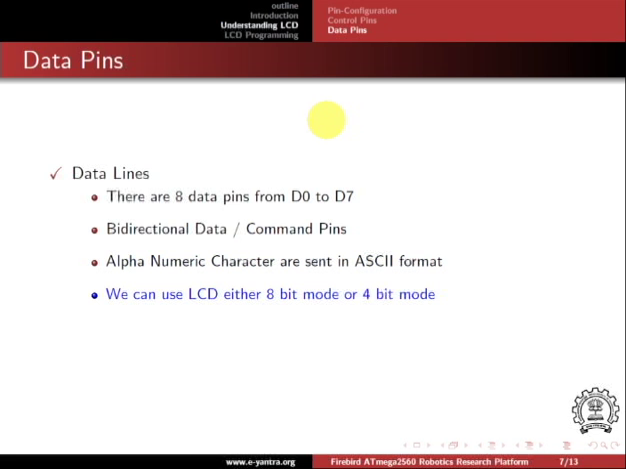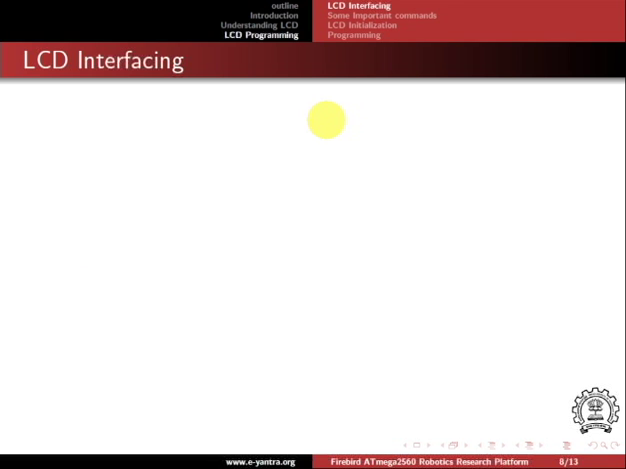So we can interface the LCD in either 8-bit mode or 4-bit mode. In 8-bit mode, all 8 data pins are connected to the microcontroller, whereas in 4-bit mode, only 4 data pins are connected to the microcontroller. So generally, in order to save microcontroller pins, the LCD is interfaced in 4-bit mode only. In the Firebird robot, the LCD is interfaced in 4-bit mode, so data pins D4 to D7 are only used for interfacing. Now let us see the pin connection between the LCD and the Atmega 2560 microcontroller.